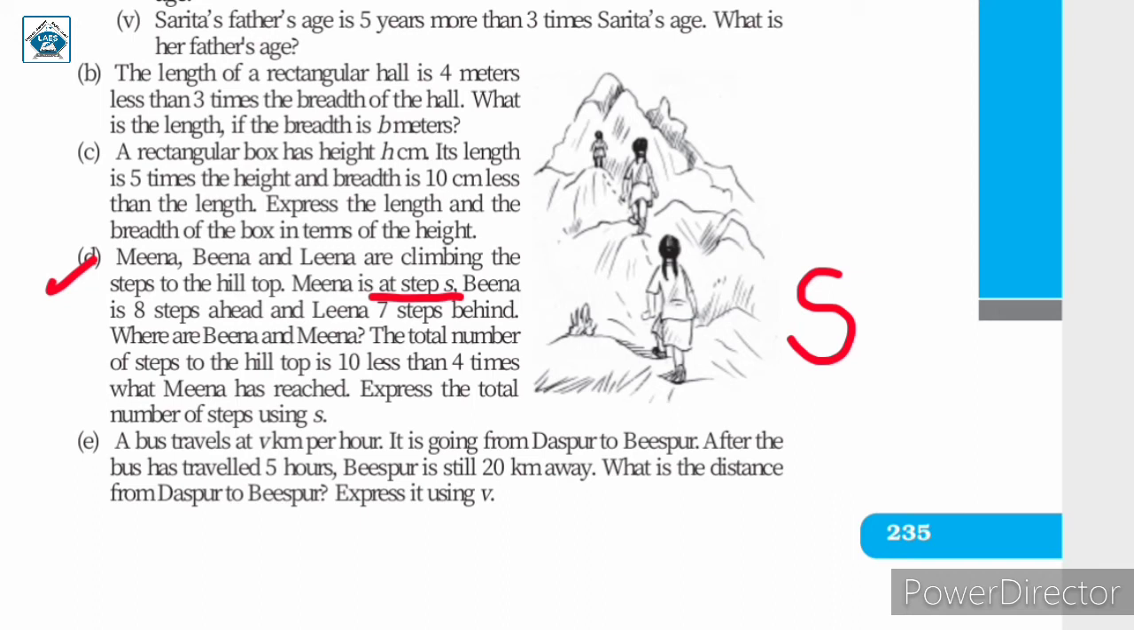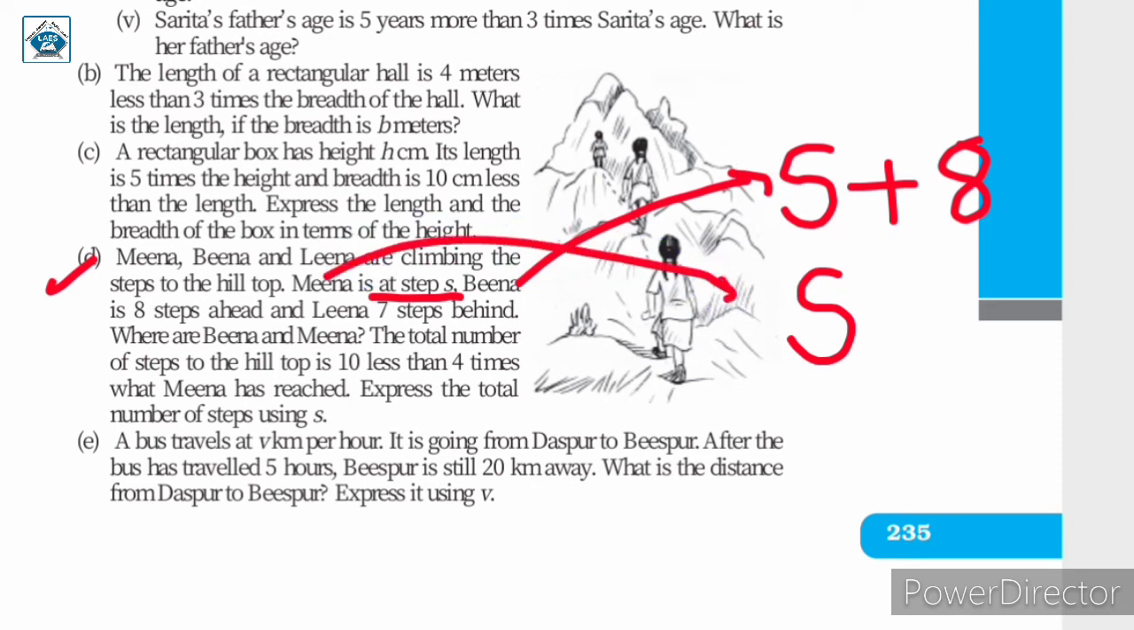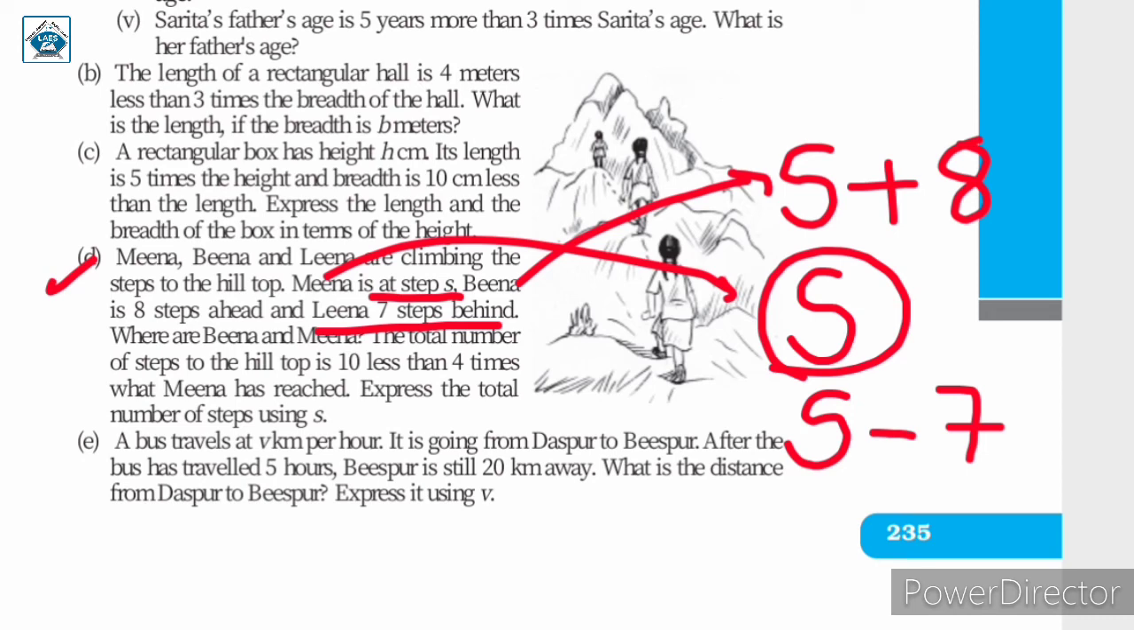Another condition we are given is Beena is 8 steps ahead. So if Meena is at step S, 8 steps ahead means we will add 8 to S. So this is the number of steps Beena has walked. S is the number of steps Meena has walked. And here we are told that Leena is 7 steps behind. So the number of steps at which Leena is will be S minus 7, because she is 7 steps behind S, so we will subtract 7.